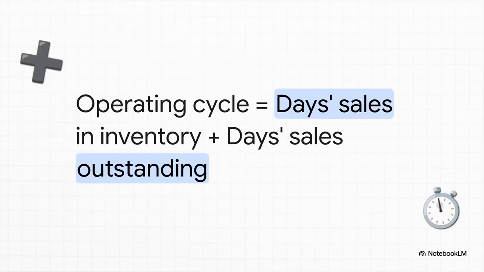Now, the math you need to memorize for the exam is incredibly straightforward. To calculate the operating cycle, you just take your days sales outstanding in receivables and add your days sales in inventory. Literally, that's it. You're just looking at two major non-cash assets being converted into cash.